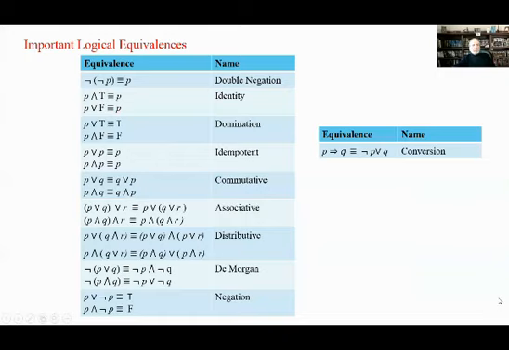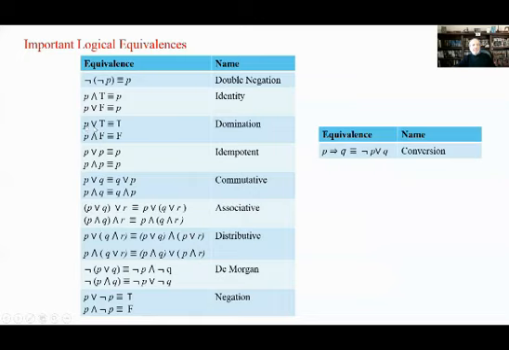Here are important logical equivalences. They have some names. You really need to understand what they're doing. They're really simple. Double negation, not not P is P. Identity, P and true is the same as P. P will determine, because if P is true, true and true, you get true, which is P. If P is false, false and true, you get false, which is the same as P.